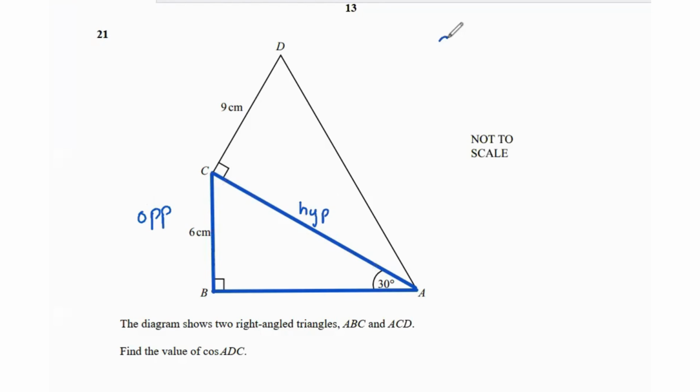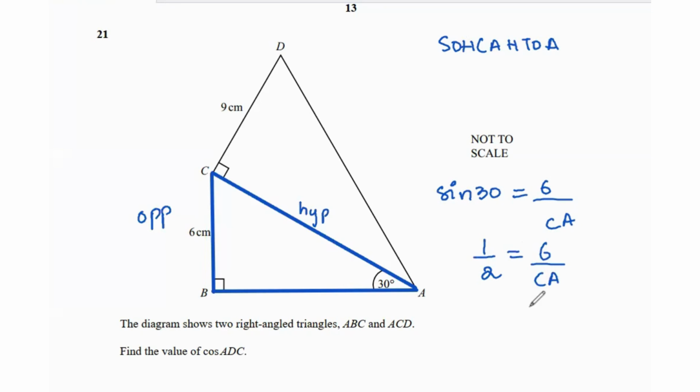So we're going to use sine because according to SOHCAHTOA, sine uses opposite and hypotenuse. So sine of 30 equals 6 over CA. Sine 30 has a value of 1 over 2. So 1 over 2 equals 6 over CA. So CA is going to be 6 times 2, which is 12 centimeters. If you're someone who doesn't know the trigonometric values, I'm going to put a link above. Go to that short and that will give you all of the trigonometric values for sine, cos, tan with the different base angles, 30, 60, 45, and 90.